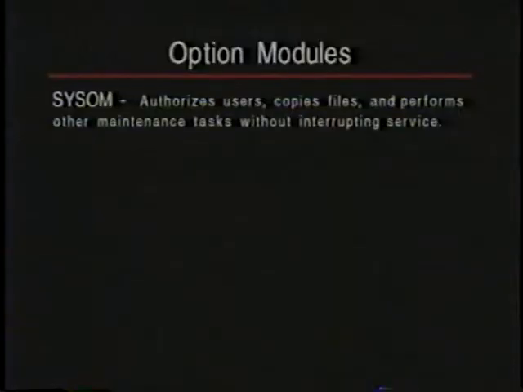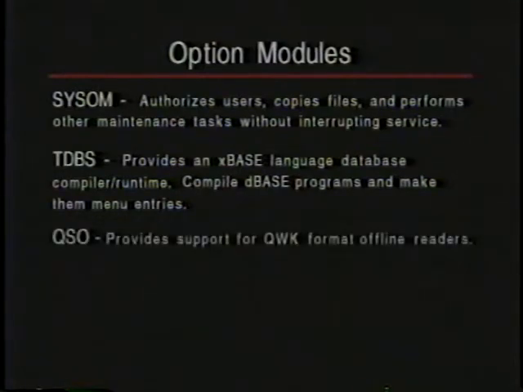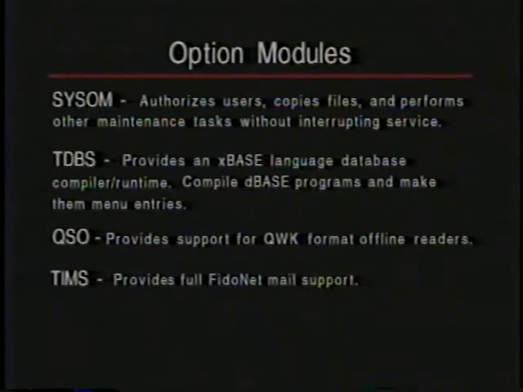eSoft also has available several additional option modules to expand your system. These option modules allow you to add advanced capabilities easily so your TBBS can grow to meet your expanding needs. One of the most important of these option modules is TBBS, the database system, which actually provides an X-based language database compiler and an integrated runtime so you can compile D-based programs and make them menu entries in your TBBS system for your online use. Offline reader support for the popular QWK format is available via the QSO option module, while FidoNet support for NetMail is available through the TIMS Integrated Mail System option module.